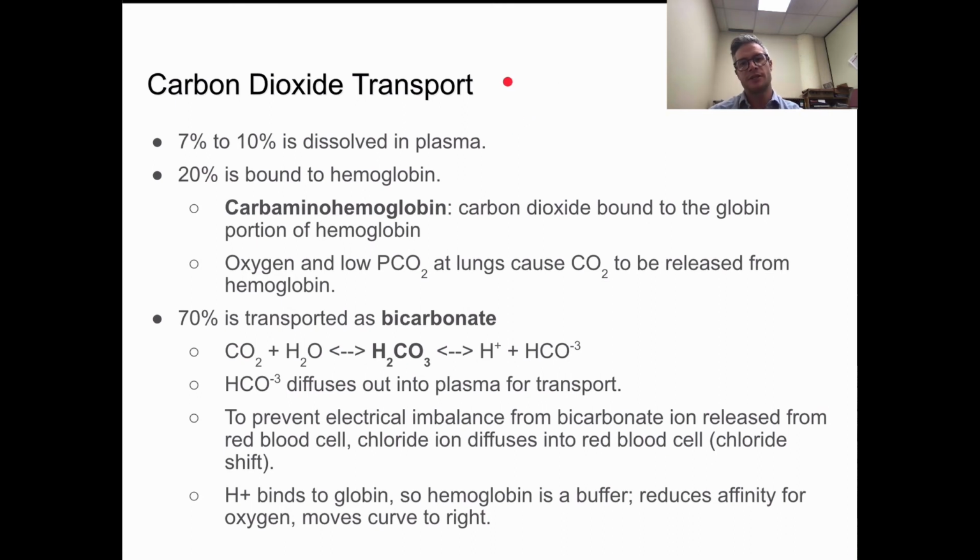Okay, so that was oxygen. The last point that we talk about is carbon dioxide, right?